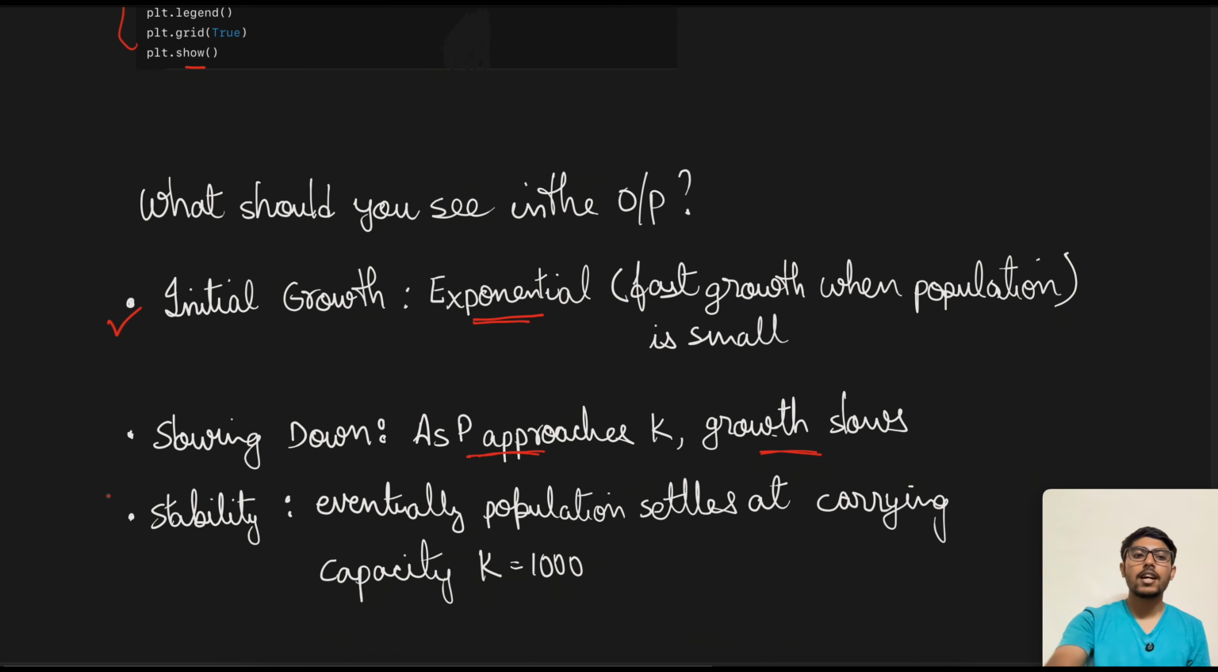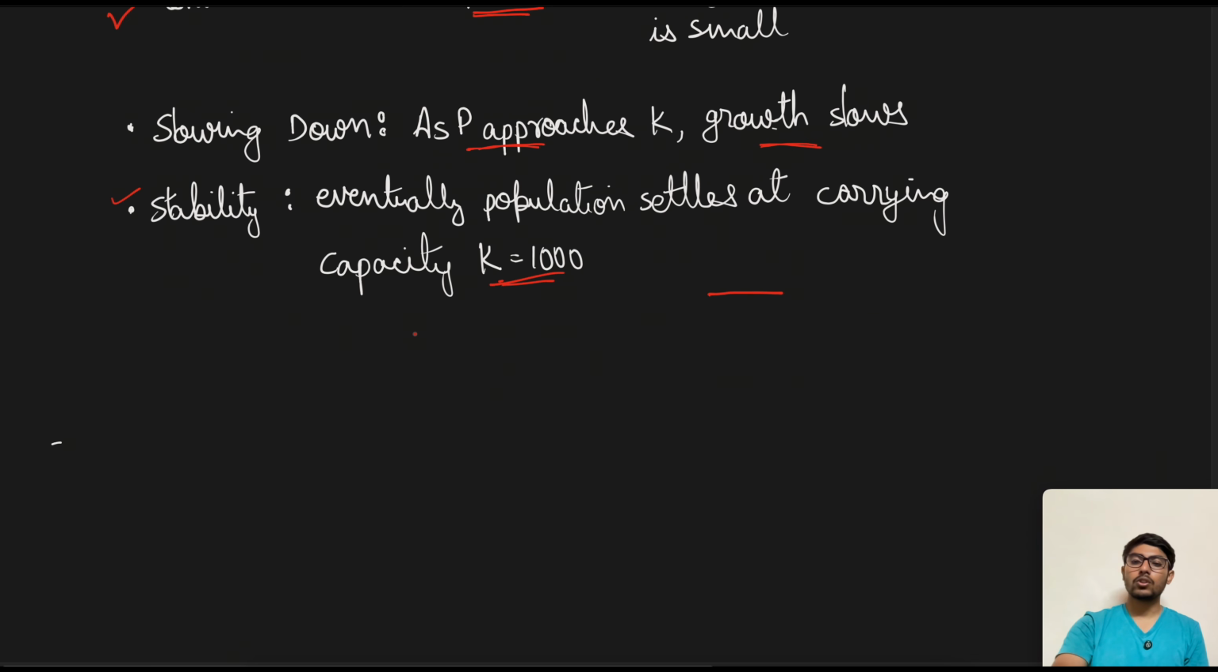And lastly, the stability. Eventually, when the population settles at carrying capacity k equals 1000, then we will see a straight line in terms of population versus time, right? So that is how you can use the Euler method in defining the logistic growth model and plot it using Python, right? So that's been it.